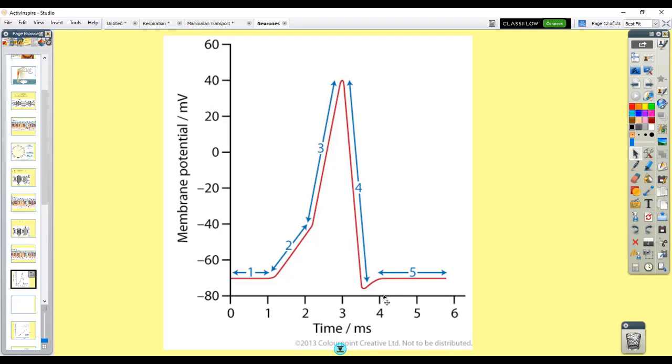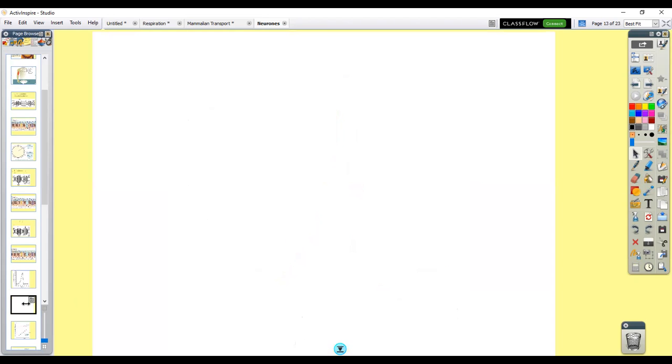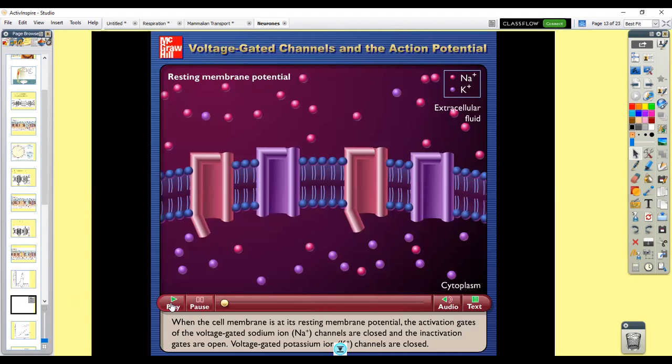There's a slight overshoot, or hyperpolarization, here, where it takes the potassium channels a little bit longer to close. Then the sodium-potassium pump kicks in again and brings about the resting membrane potential. And that is described in this little animation.